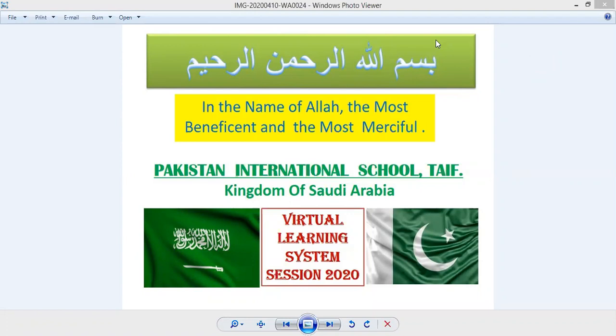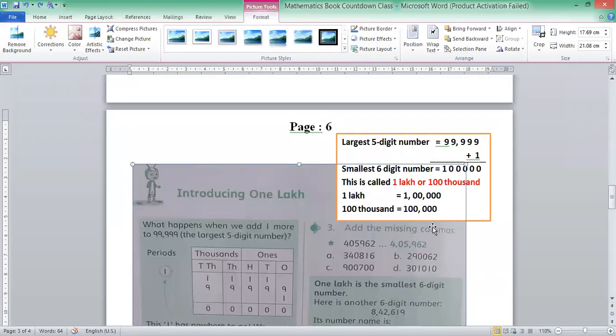First of all, I am going to share your book page. Page number 6. Dear students, last time we were discussing 5-digit numbers. Today, in this lecture, we will discuss 6-digit numbers.